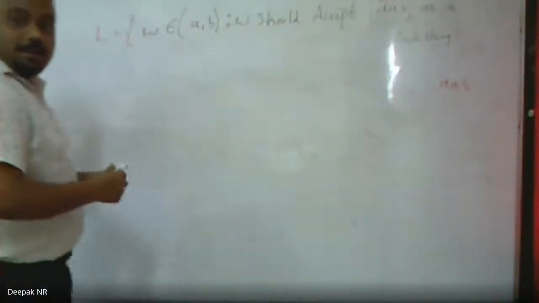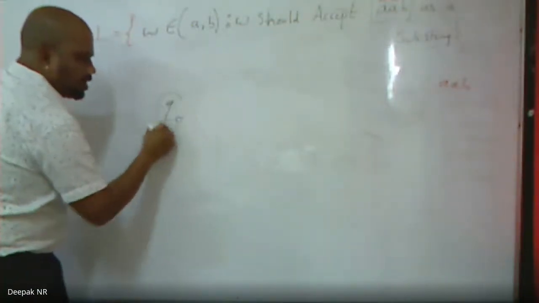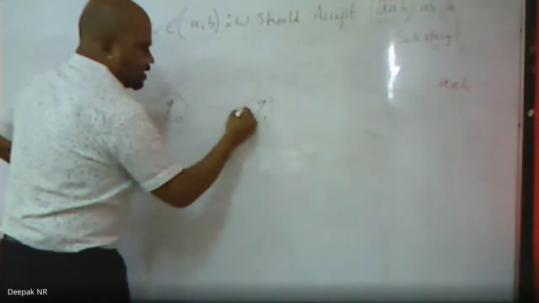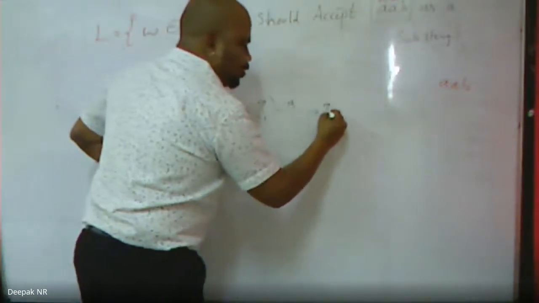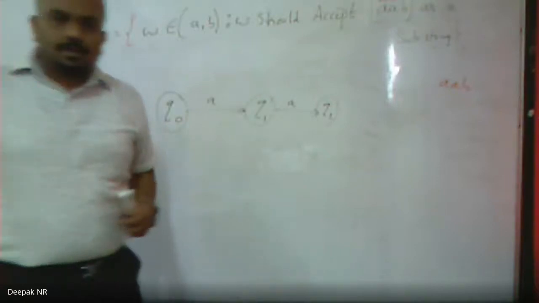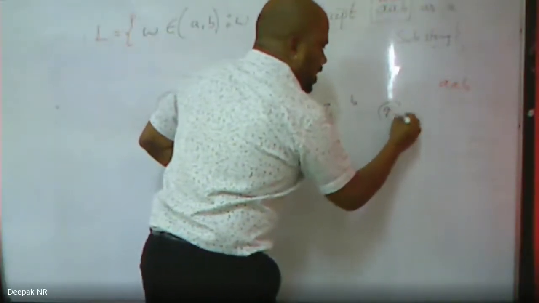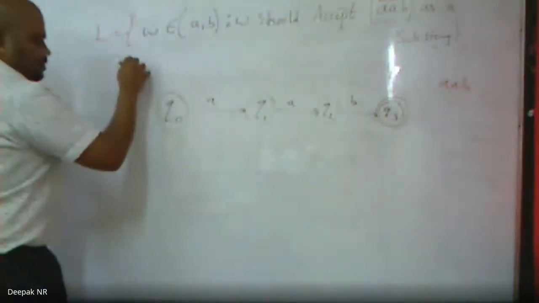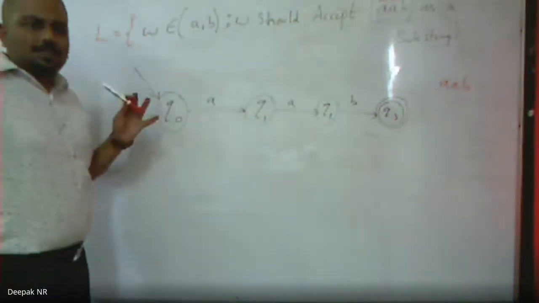Okay. Now let me start designing it. AAB, and then I'll take a state called Q0. I'll take a state called Q1. I'll send A. I'll send A again to Q2. Clear? And I'll send B to Q3 and I mark Q3 as a final state. Is that clear? Yes. My intention has been clear, dude.